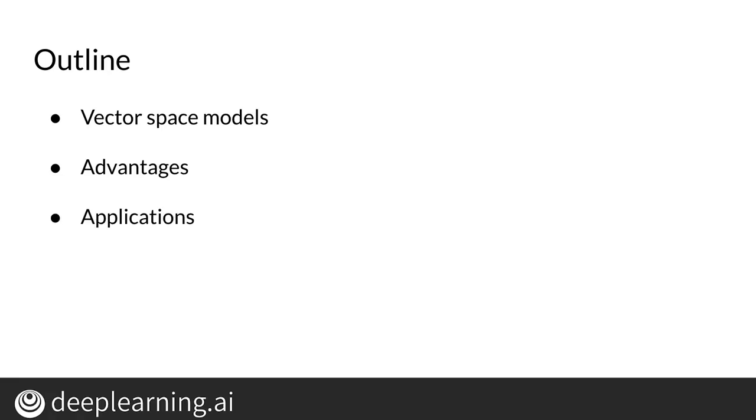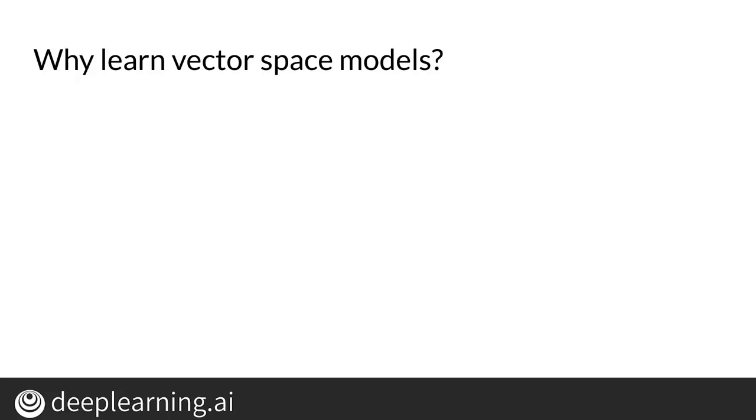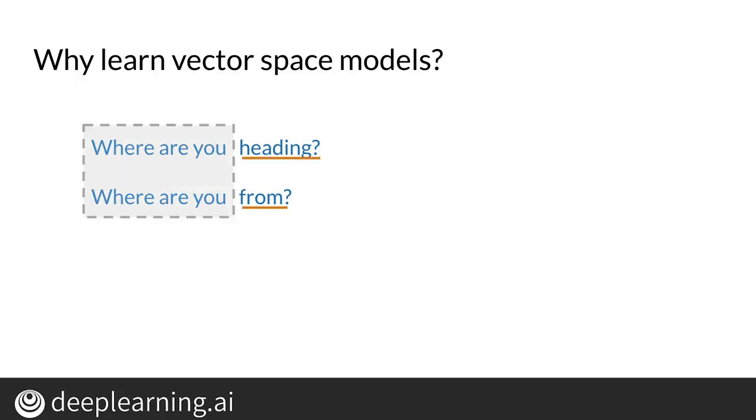Let's take a look at an example. In this video, I'm going to introduce you to the general idea behind vector space models. You're going to see their advantages, along with some of their applications in natural language processing. So suppose you have two questions. The first one is, where are you heading? And the second one is, where are you from? These sentences have identical words, except for the last ones. However, they both have a different meaning.